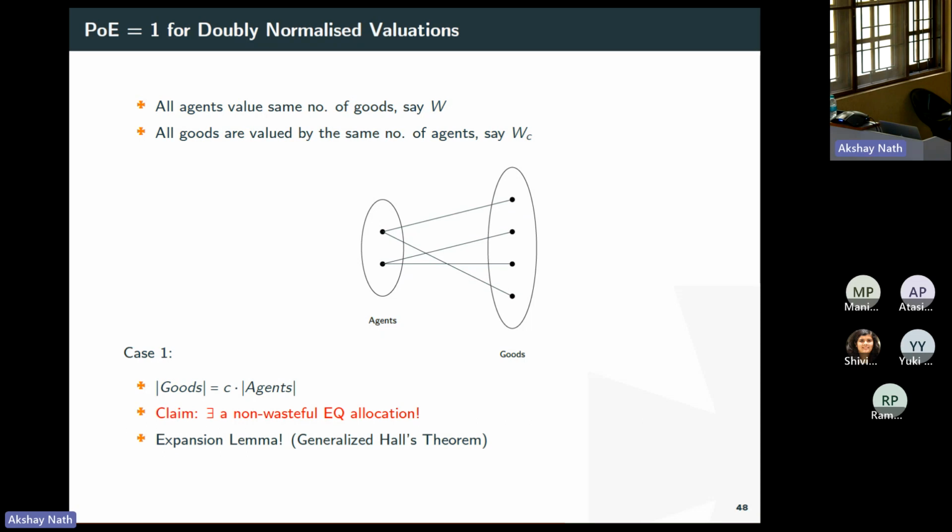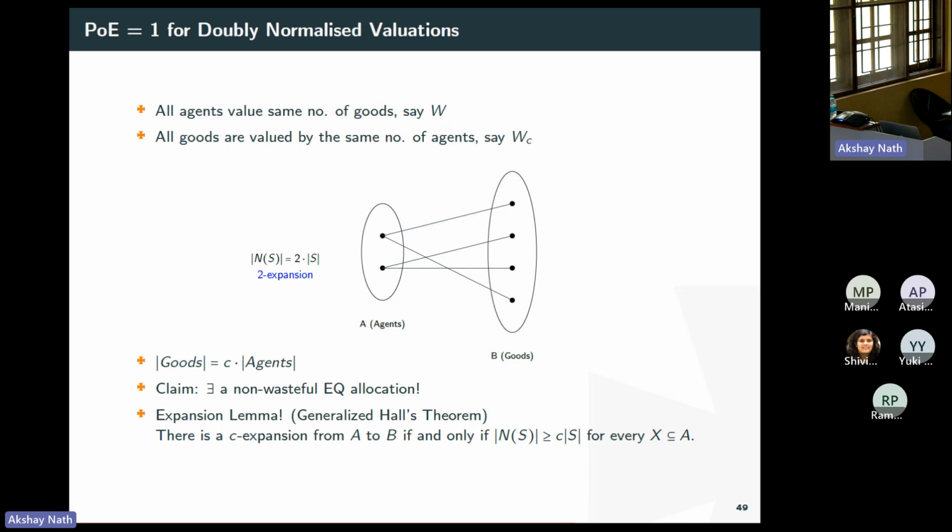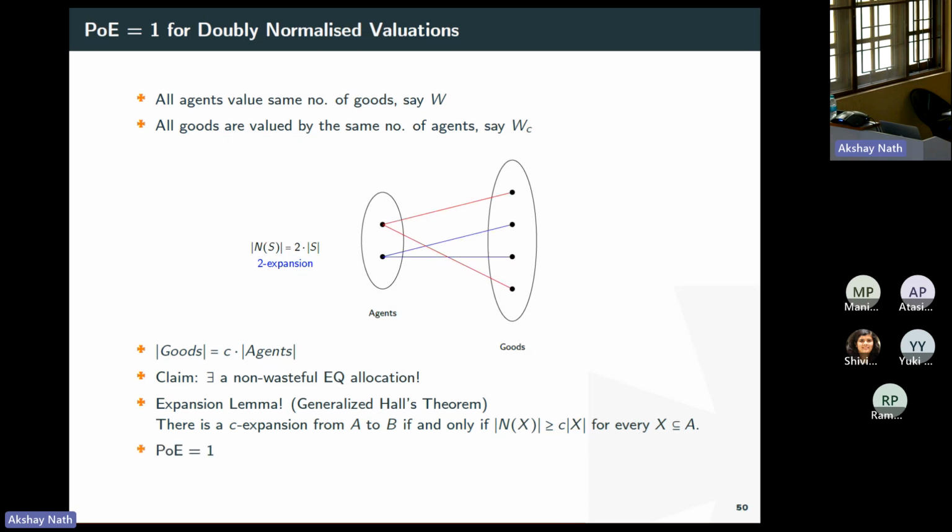There will be C perfect matchings, or you can see them as C stars. So here in this example, since every subset has at least C times its size in neighborhood sitting over here, you can allocate exactly C goods, here two goods, to every agent. And by that simple argument, you get an EQ allocation.